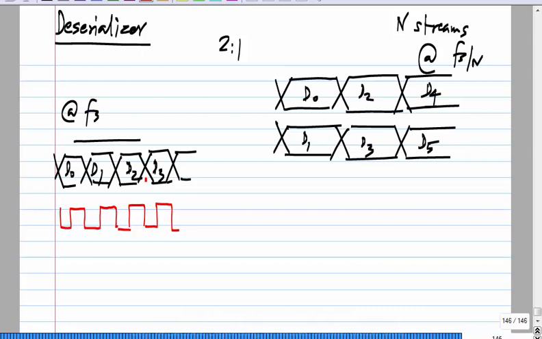So, we assume that we have the output of the CDR and we have to deserialize this. So, what should I do? What circuits do I use? This is, let us say, D in and this is CK. So, what should I do with this? Demultiplexer? What is a demultiplexer?